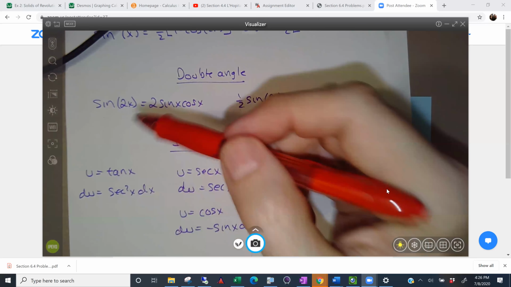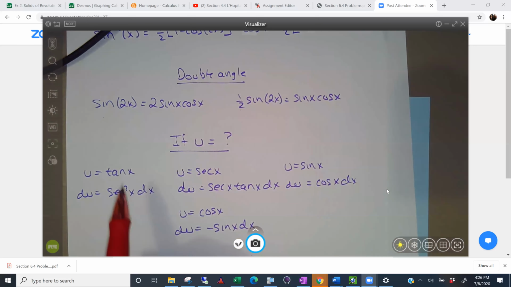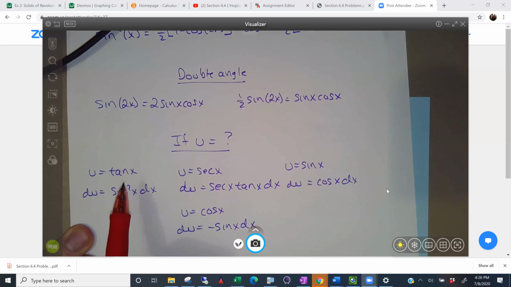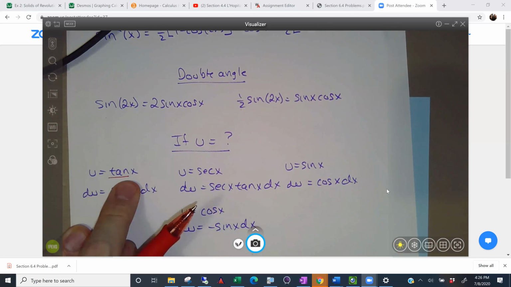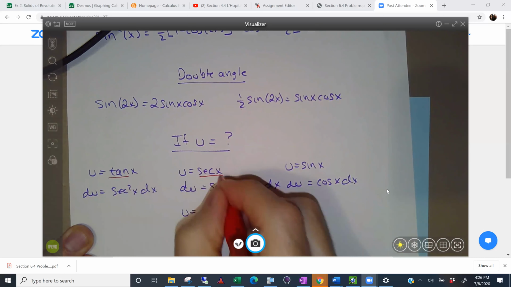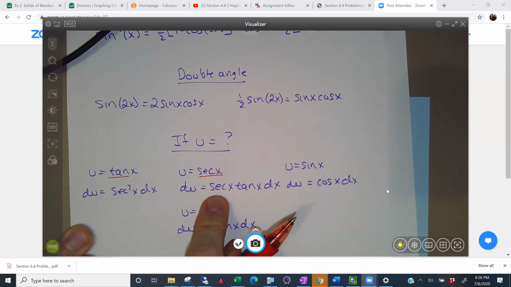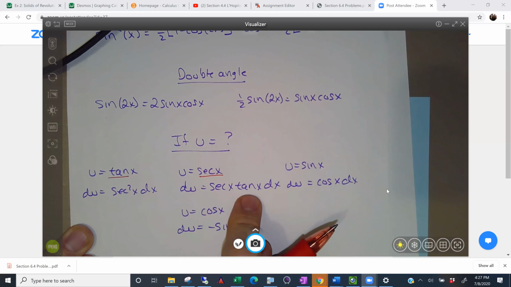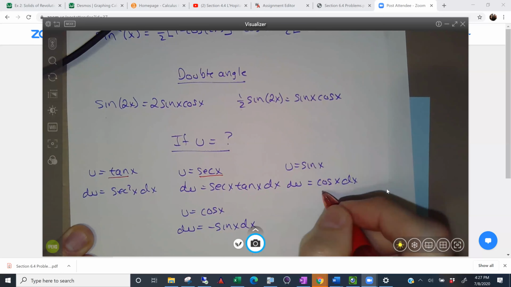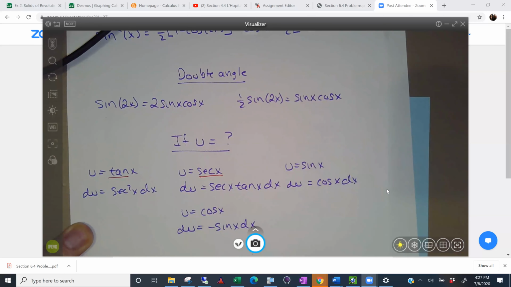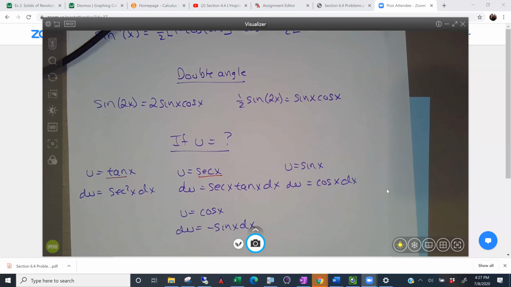The big thing in this section is to think ahead because we're going to make a lot of u substitutions. So if u is equal to tangent, the du term should have a secant squared. If u is equal to secant, du should have a secant tangent. And if u is equal to sine, du should have a cosine, and vice versa. If u equals cosine, du should have a sine. So you want to think ahead to some of your substitutions.